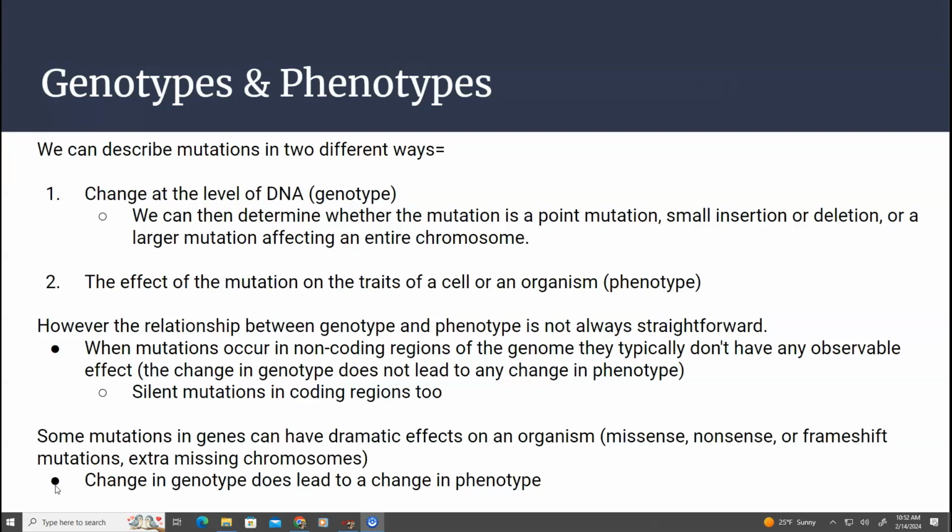However, we know that the relationship between genotype and phenotype is not always straightforward, because when mutations occur in non-coding regions of the genome, they typically don't have any observable effect on a phenotype. Silent mutations in coding regions do this too. Some mutations in genes can have dramatic effects on an organism: missense mutations, nonsense mutations, or frameshift mutations, and even extra or missing chromosomes. The change in the genotype does lead, then, to a change in the phenotype.